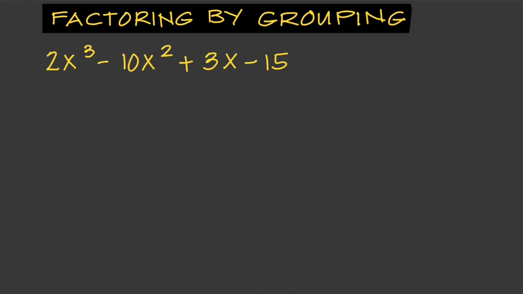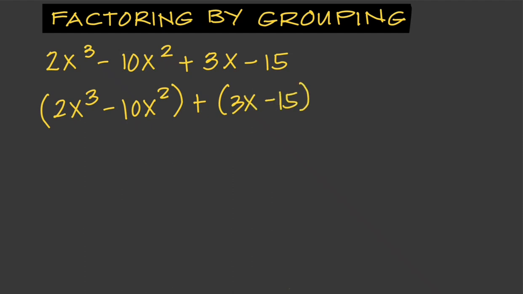So we can divide this polynomial as 2x cubed minus 10x squared. Okay, we can group these 2 terms here, plus 3x minus 15. And then since we already have 2 groups here, we just have to factor the GCF, the greatest common factor, out of the first half and factor the GCF out of the second half.